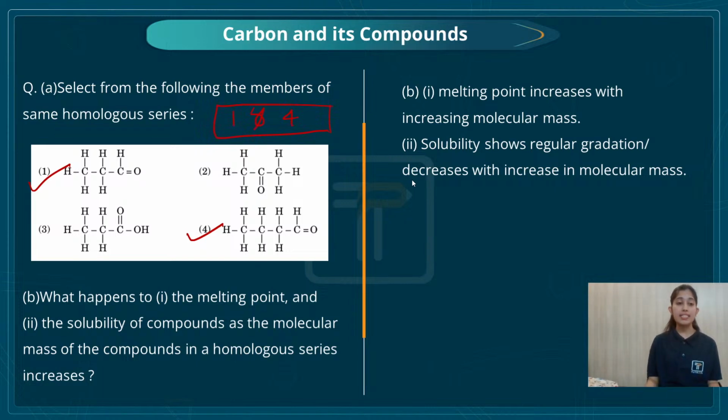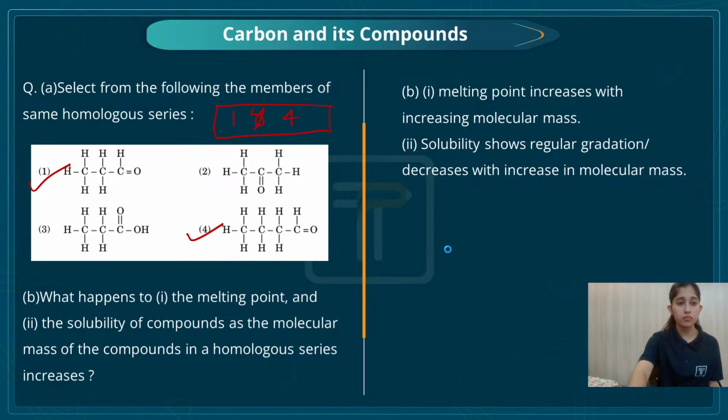Why does this happen? Why does solubility decrease as the molecular mass increases? See everyone, it's quite simple. When molecular mass increases, your compound is now bulky. Your compound is heavy. Then the solvent molecules are not able to dissolve it properly. The solubility power is going to reduce because the compound is becoming more and more bulky here.